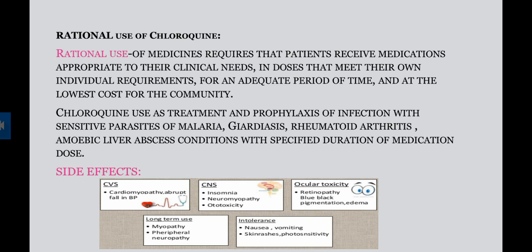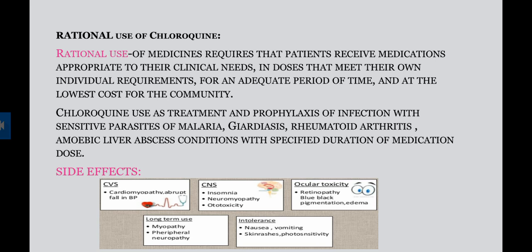Rational use of chloroquine. Rational use of medicines requires that patients receive medications appropriate to their clinical needs, in doses that meet their own individual requirements, for an adequate period of time and at the lowest cost for the community. Chloroquine is used as treatment and in prophylaxis of infection with sensitive parasites of malaria, also giardiasis, rheumatoid arthritis, amoebic liver abscess conditions, with specified duration of medication dose.